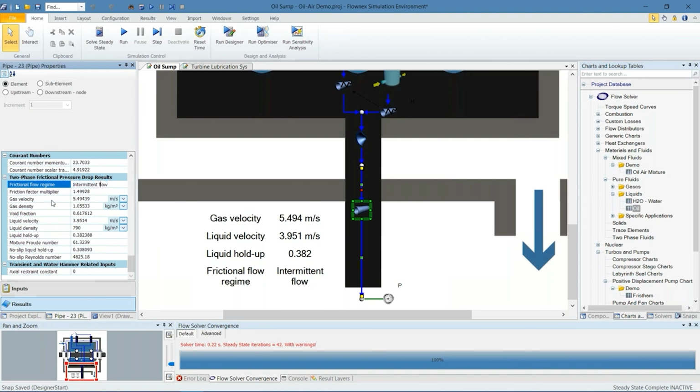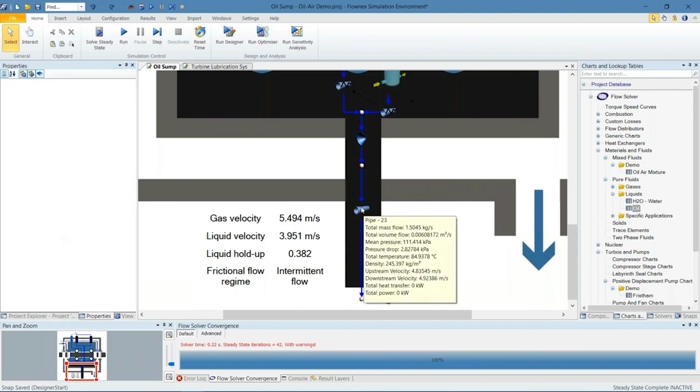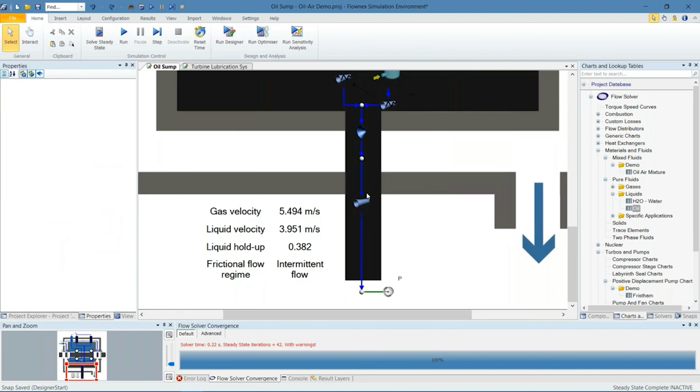And then from there, we can also determine values like the gas velocity, the liquid velocity, the void fraction, basically the volume fraction of gas, the liquid holdup, which is the volume fraction of liquid, the liquid density, the gas density, etc. So we have this non-homogeneous momentum model inside of the pipe. So we're accounting for separate velocities in our two phases.